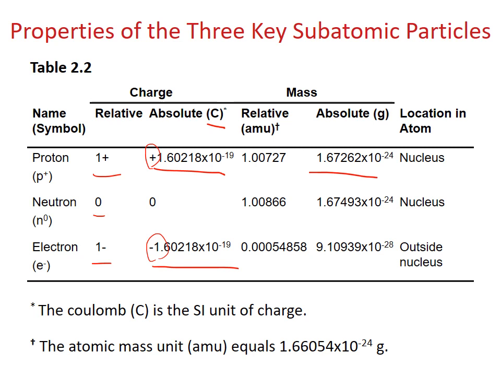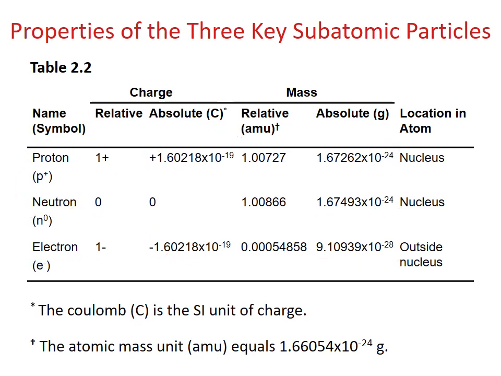Here is the absolute mass of one proton, and this is for neutron, and you can see that both are very close to 10 to the minus 24. The mass of electron, however, is about 1,000 times smaller. So the mass of an atom is mainly concentrated in the nucleus, the protons and the neutrons. The mass of electrons contributes very little to the total mass of an atom.